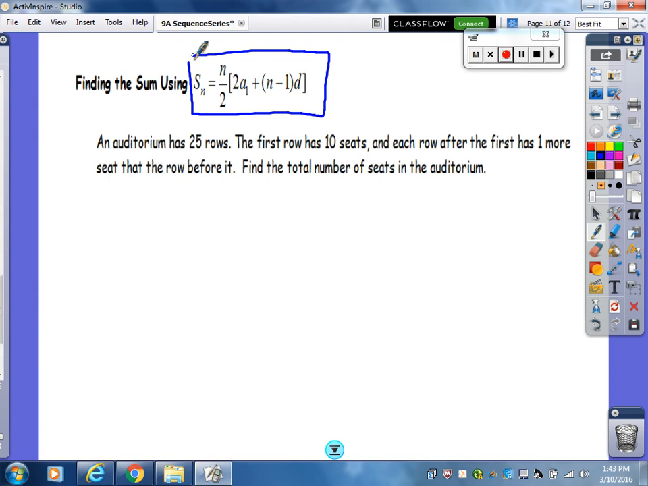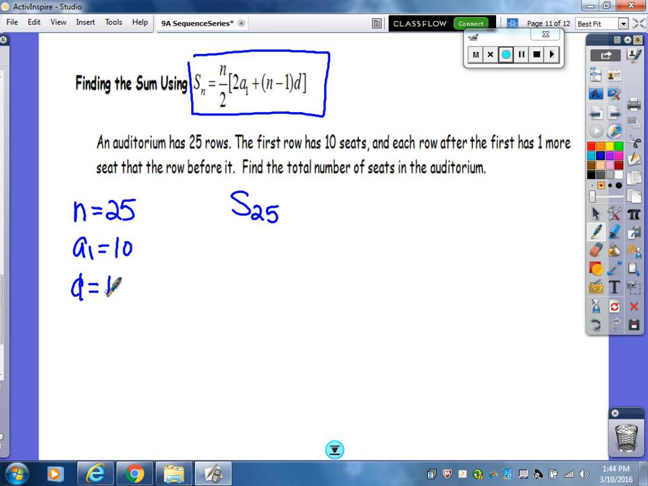So what do we need for this formula? We need n, we need a sub 1, and we need our common difference to be able to plug in. An auditorium has 25 rows, so my n is 25. So we want to find the sum of 25. The first row has 10 seats, so a sub 1 is 10. And each row after the first has one more seat than the row before it. So we're going to add 1 each time. So my common difference is 1. Find the total number of seats in the auditorium.